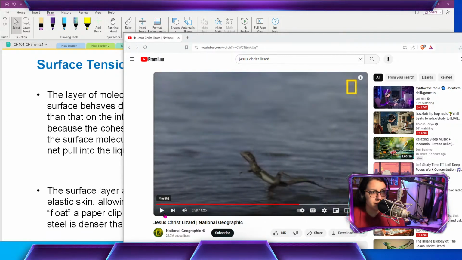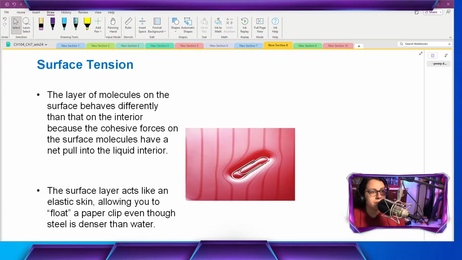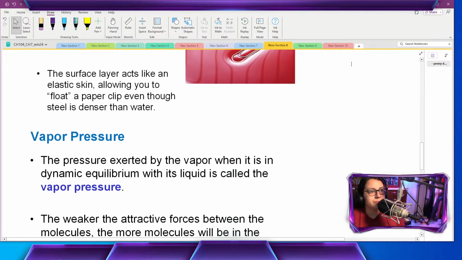I mean, isn't that just awesome? All the power of surface tension. Of course, the lizard's moving pretty fast, but I think that's awesome. All right. And so again, the power of surface tension. So there's our paperclip floating or our lizard walking across water.